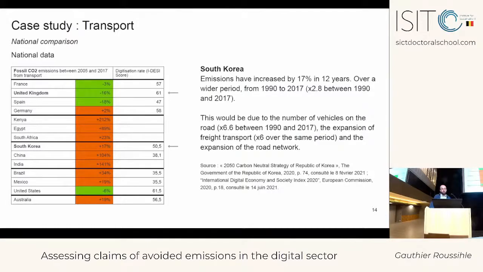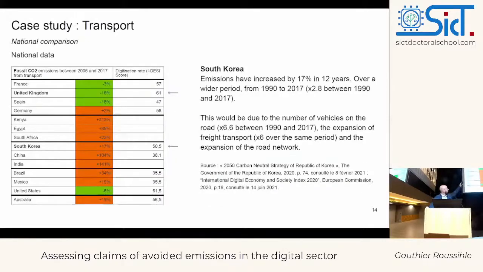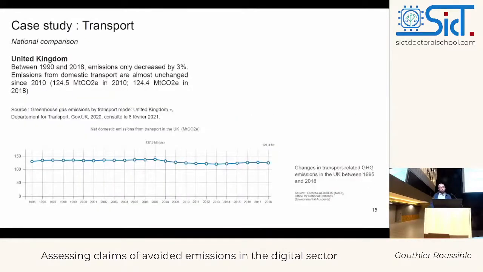And if you look at the United Kingdom, it was actually just my data series that was too short, because peak emissions in most countries in the EU, also Spain, which has the same kind of decrease. Peak emission from transport was in 2007, and later on it just decreased a little bit and has been completely stable. So if you start your data series with a peak and go until today, it shows a large decrease. But if you start accounting from 1990, it's only decreased by 3%. And emissions from domestic transport are unchanged in the UK since 2010.